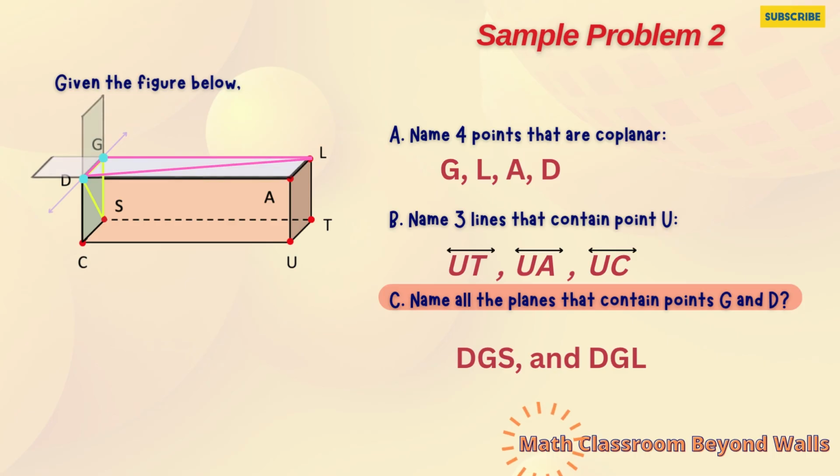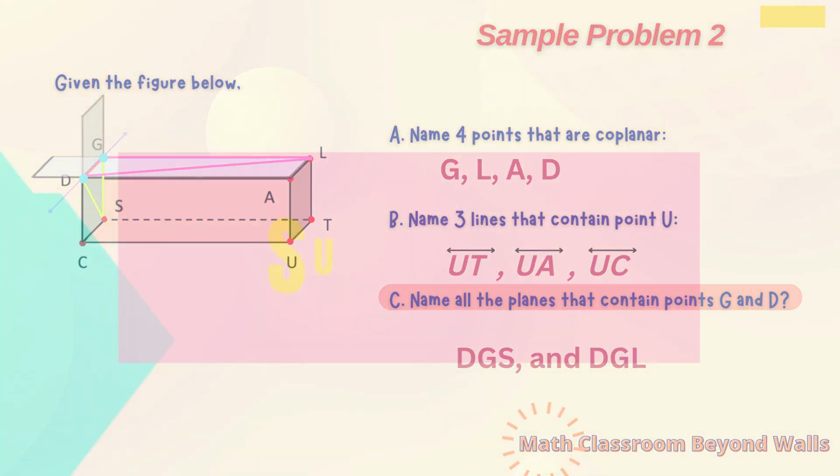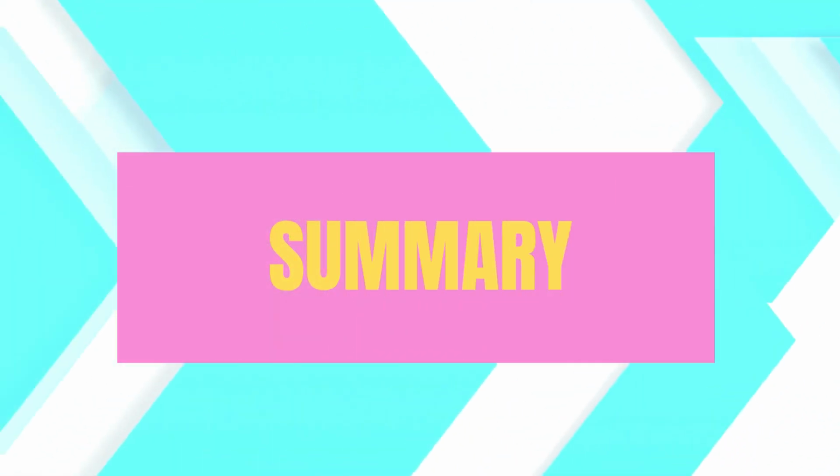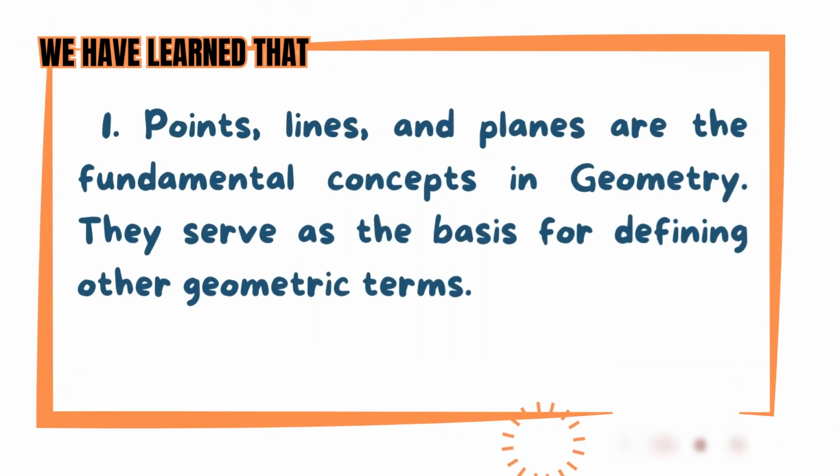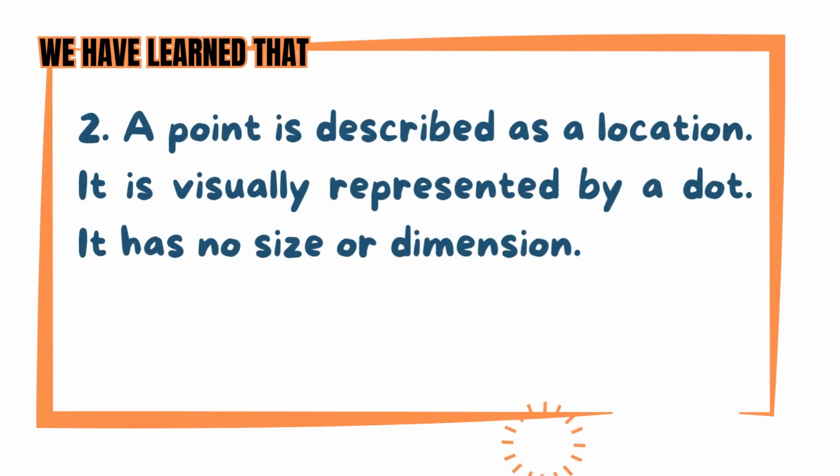I hope you acquired lots of learnings on today's video. Let us summarize what we have learned today. We have learned that, first, points, lines, and planes are the fundamental concepts in geometry. They serve as the basis for defining other geometric terms. Second, a point is described as a location. It is visually represented by a dot. It has no size or dimension.